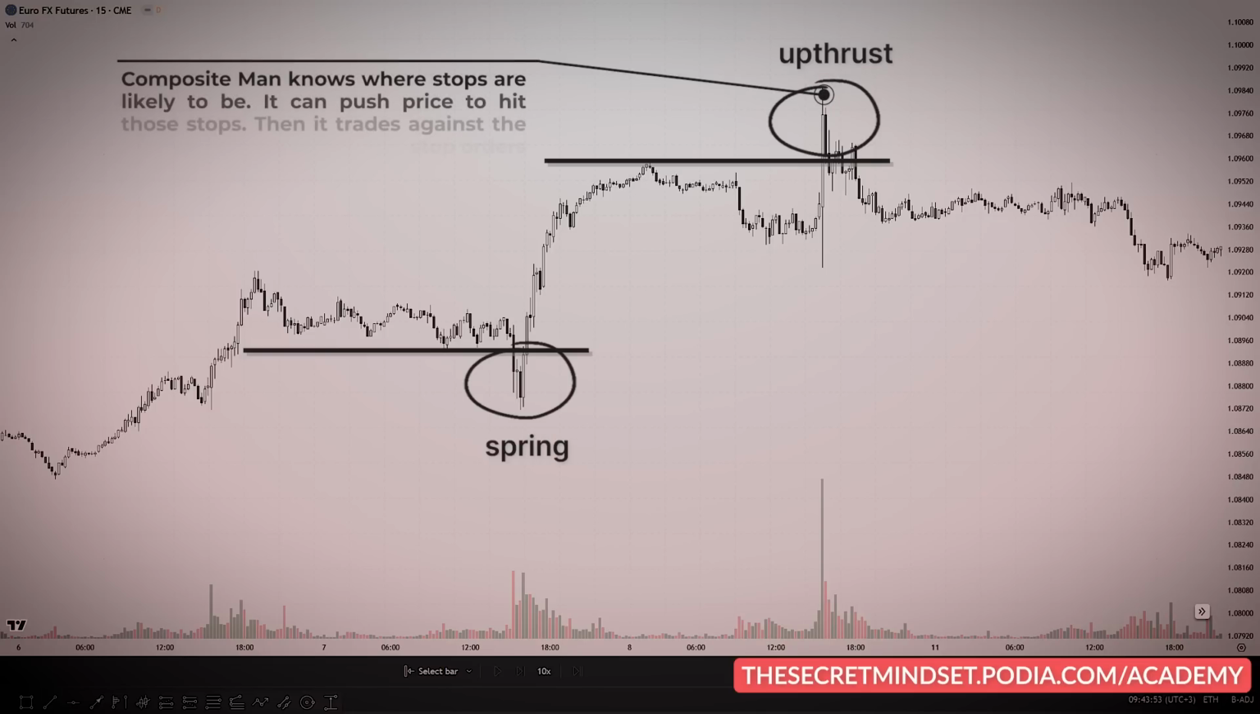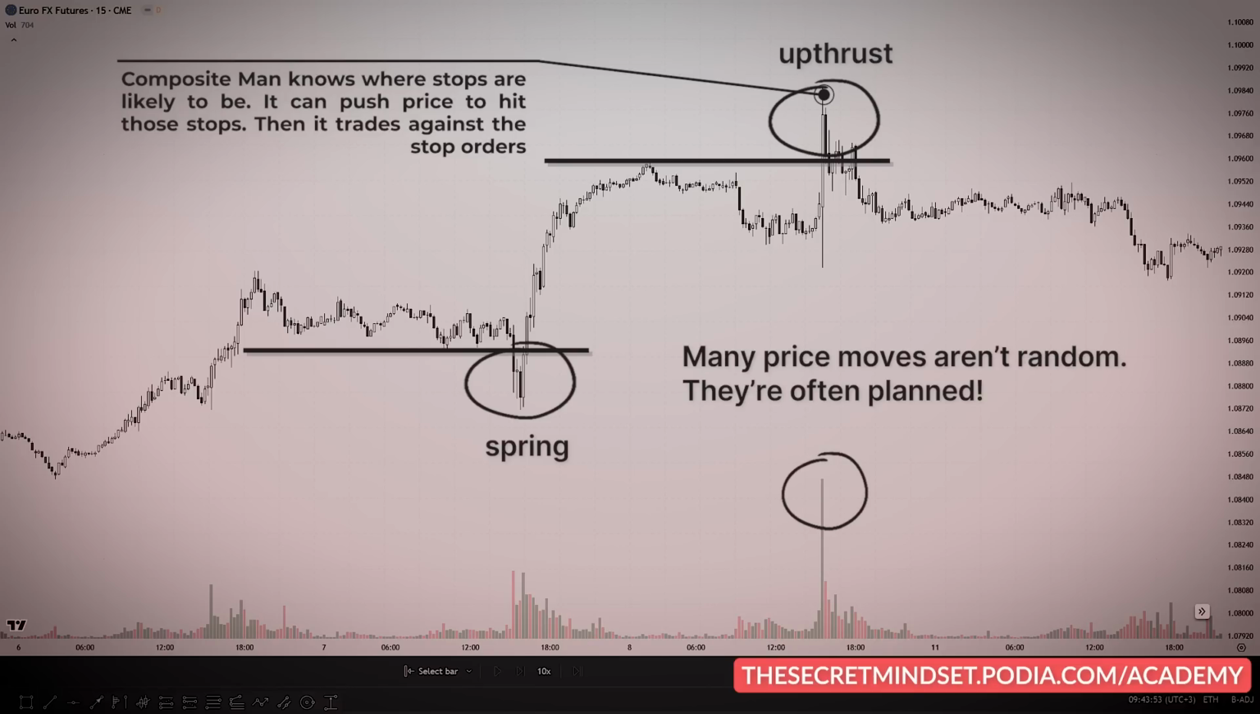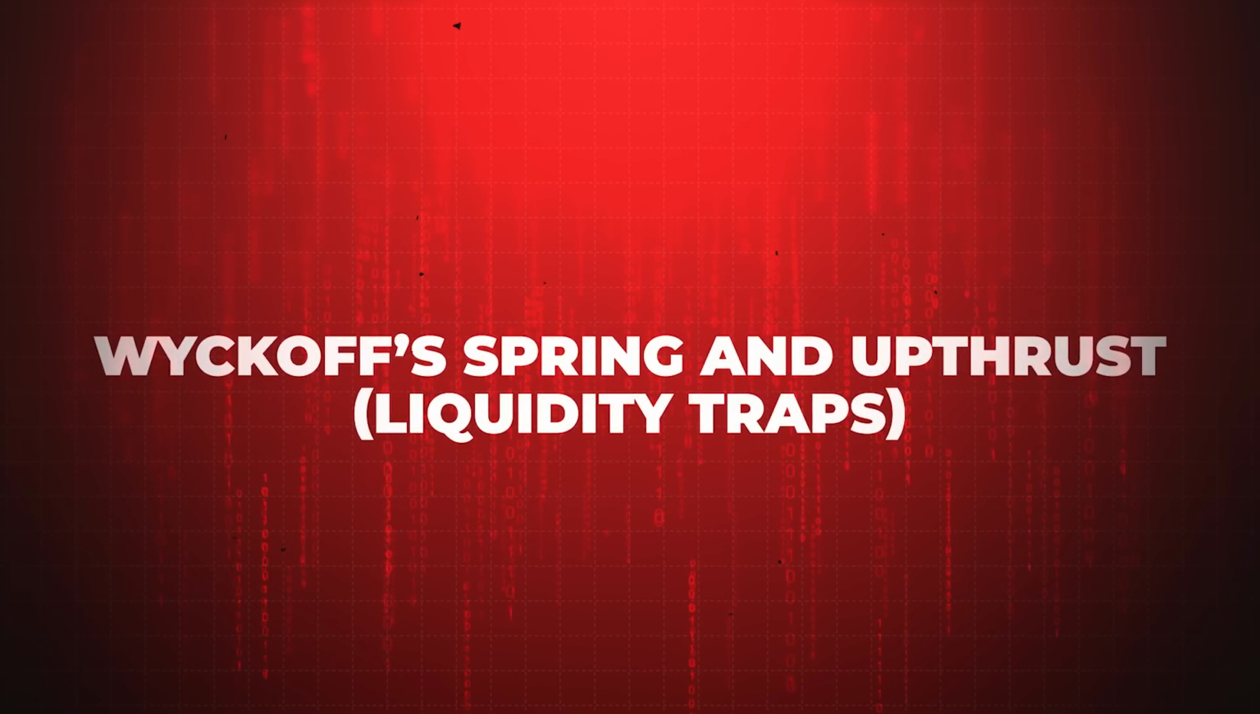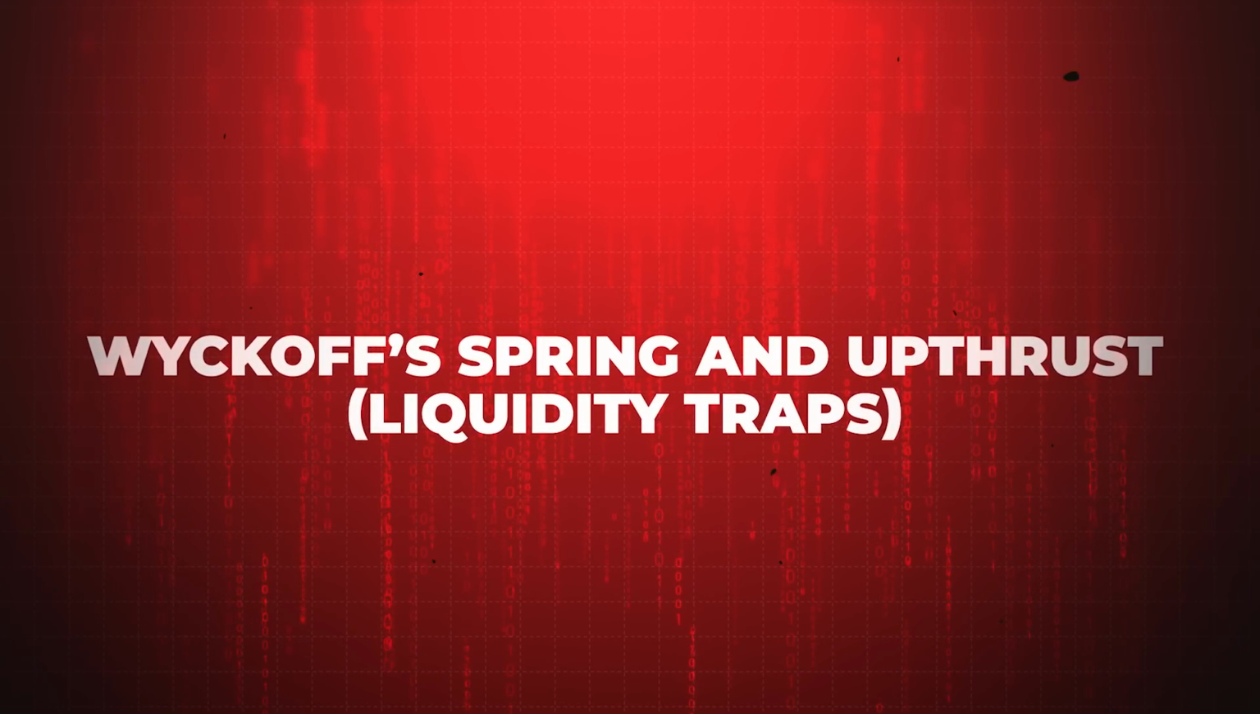This concept also explains why stop hunting happens. The Composite Man knows where stops are likely to be. He can push price to hit those stops. Then he trades against the stop orders. You'll soon realize that many price moves aren't random. They're often planned. The spring and the upthrust are key patterns in the Wyckoff method.